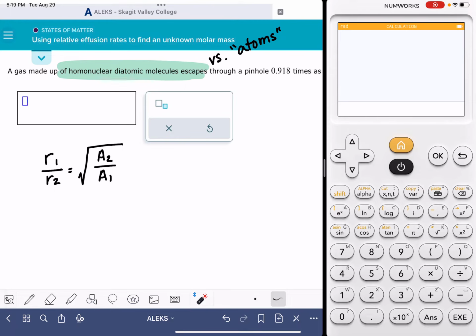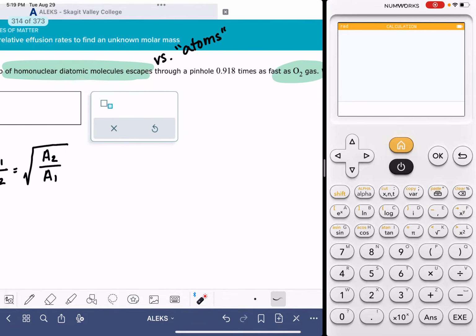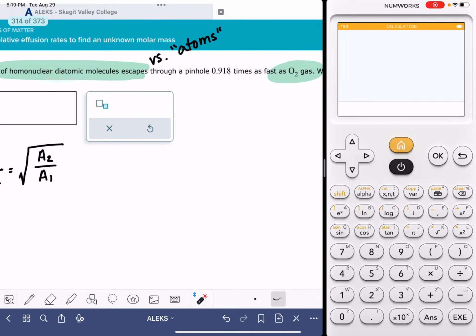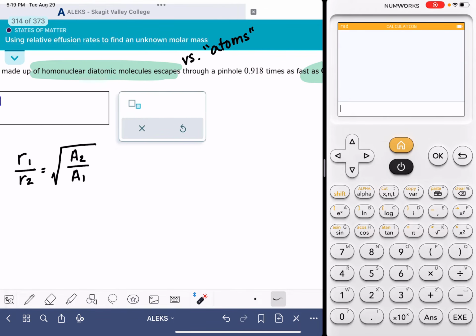Okay, so this is giving us information about the relative effusion rates. Effusion is just the process of this gas escaping through a pinhole. That's just the effusion process. And it tells us that for this unknown gas, whatever it is, the unknown gas rate of effusion is 0.918 times faster than our known gas. So for me, that's oxygen.